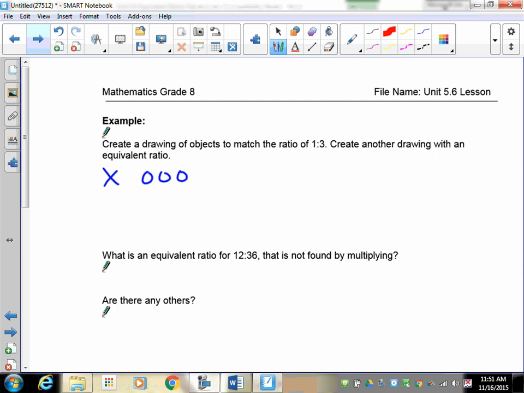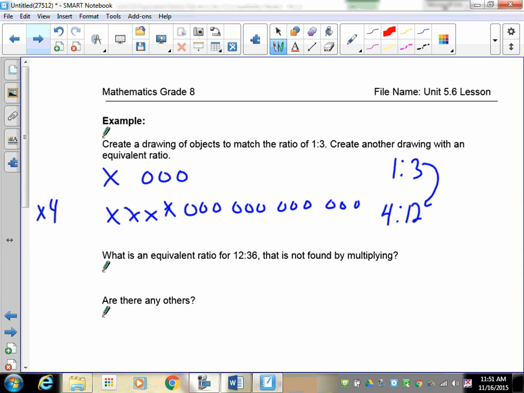Now I want to create another drawing with an equivalent ratio. I'm going to use a multiplying factor of 4 this time. So I've got 1, 2, 3, 4 X's. But then I have to have 4 sets of 3 O's. Now if you take a look at it, this is 1 to 3. This is 4 to 12. If I want to get from here to here, all I got to do is multiply by 4. Now what if you had 4 to 12 given to you? If you wanted to draw another one equivalent to 4 to 12, you could draw one which is 1 to 3. That's just dividing both by 4, and that gives you an equivalent ratio also.